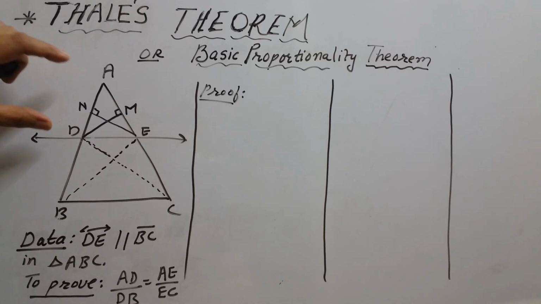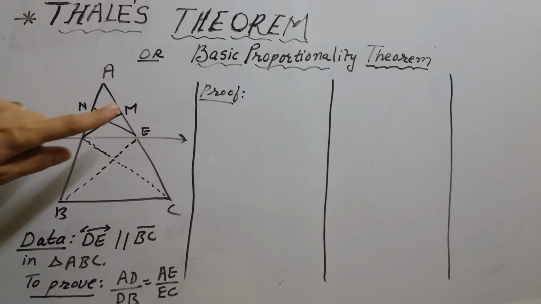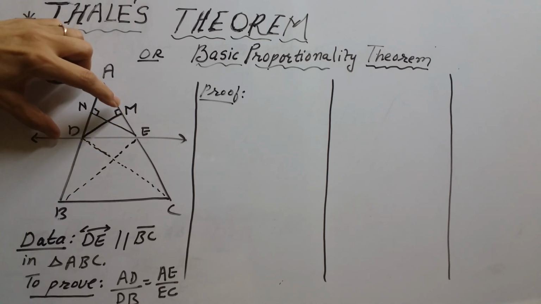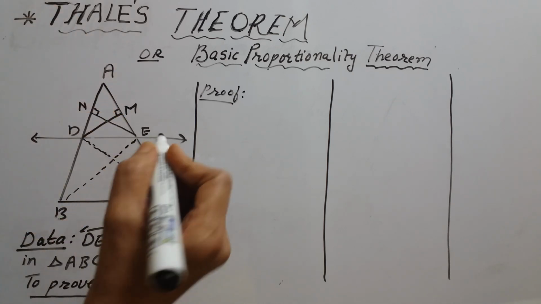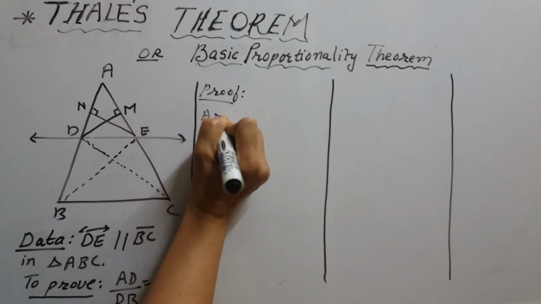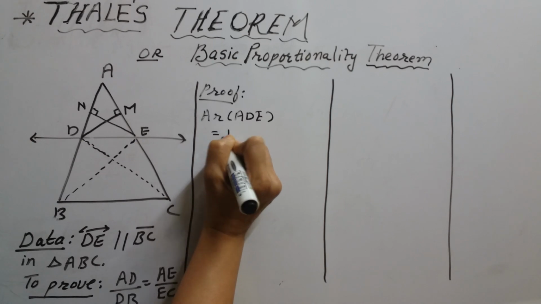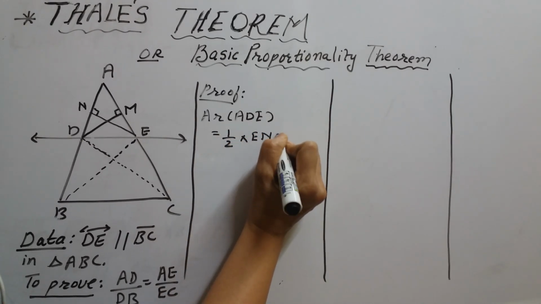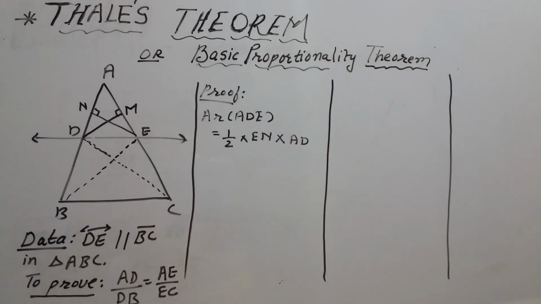So I start using one triangle ADE. Now see, for this ADE, the area can be written in two ways. One time you can use EN as the altitude and the related base AD. Other time you can use DM as the altitude and the related base AE. So I am writing area of triangle ADE. It is given by half into EN into the related base AD. This is one way of writing area of triangle ADE.